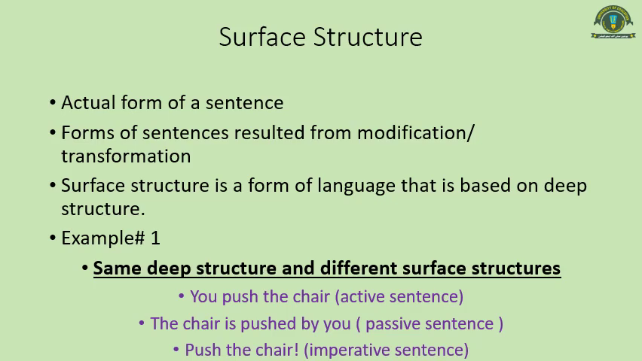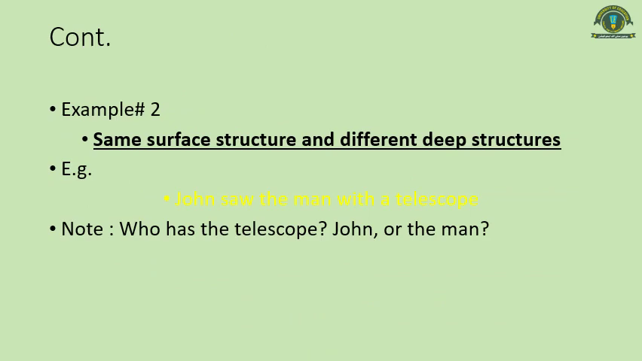In some structurally ambiguous sentences, two or more deep structures are possible for one surface structure. Let's see example number 2, with reference to the same surface structure and different deep structures. Again, I'm repeating, the surface structure is the same with different deep structures.